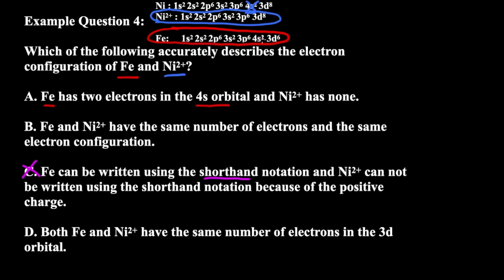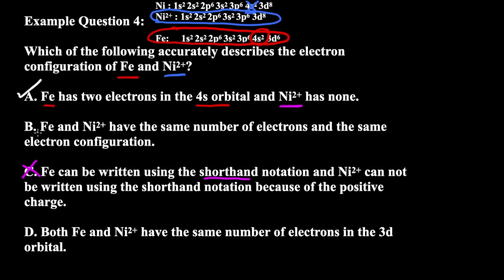So here's Fe, and it does have 2 electrons in this 4s orbital. This superscript 2 right in here represents the 2 electrons. And if we look at the Ni2+, we can see that in the 4s, it doesn't have any, because we had to remove those to make this an Ni2+. And so this one would be the correct answer. The answer choice would be A.